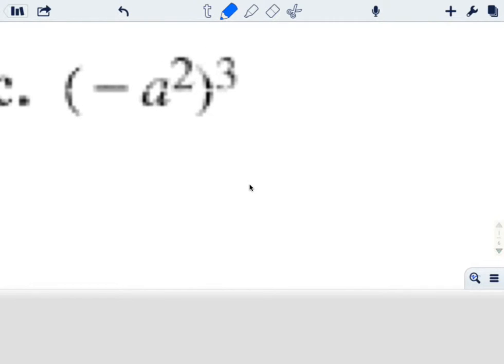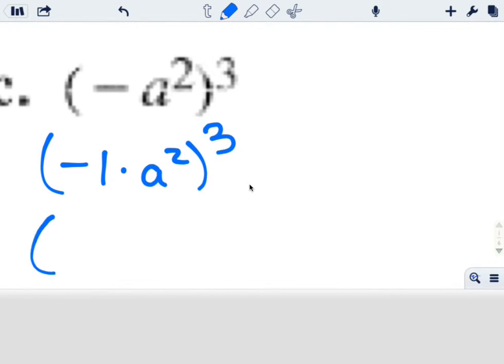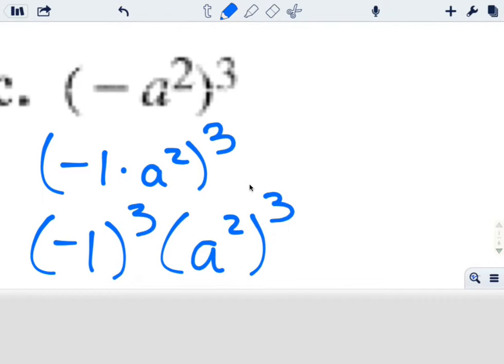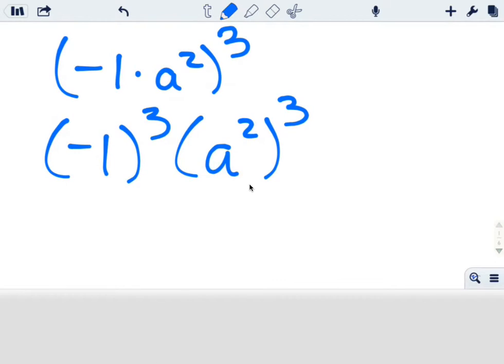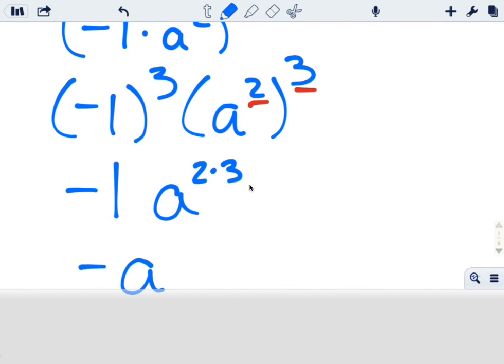This one's a little bit different because they give us the negative. So what you really want to do is treat it as negative 1 times a squared, cubed. And it becomes negative 1 cubed, a squared, cubed. Then negative 1 times negative 1 times negative 1 is negative 1. A squared cubed is a power to a power, which means I multiply powers, so I get 2 times 3, and I get negative a to the 6th.